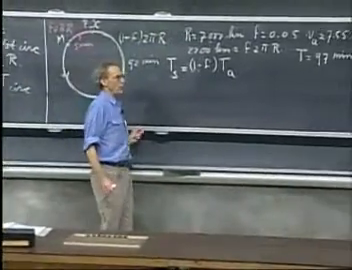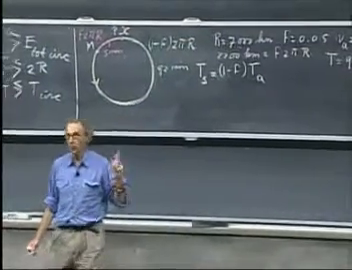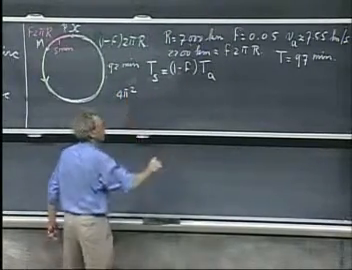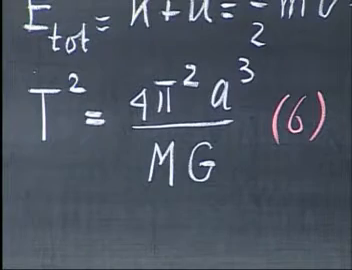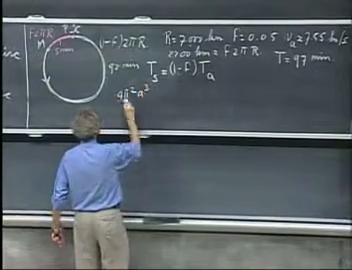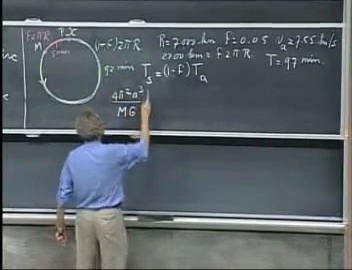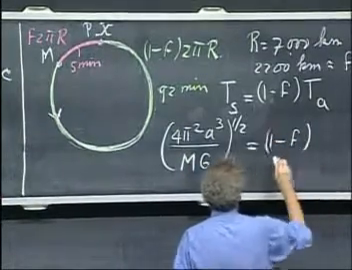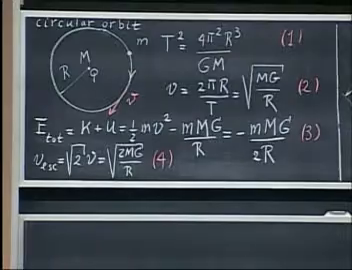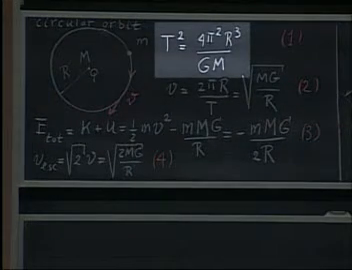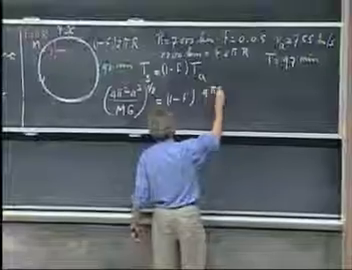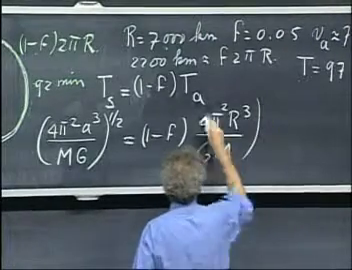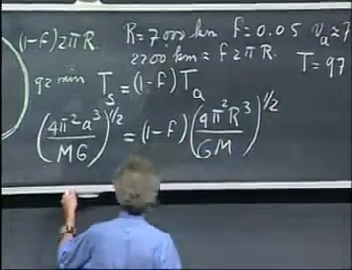What is the orbital period of the sandwich after the throw? Well, that is 4 pi squared a cubed divided by GM, to the power 1/2, you can find that in equation number 6. That must be equal to 1 minus f times the orbital period of the astronauts who were in circular orbit. So I take equation number 1, so that is 4 pi squared r cubed divided by GM to the power 1/2. That is a necessary condition.